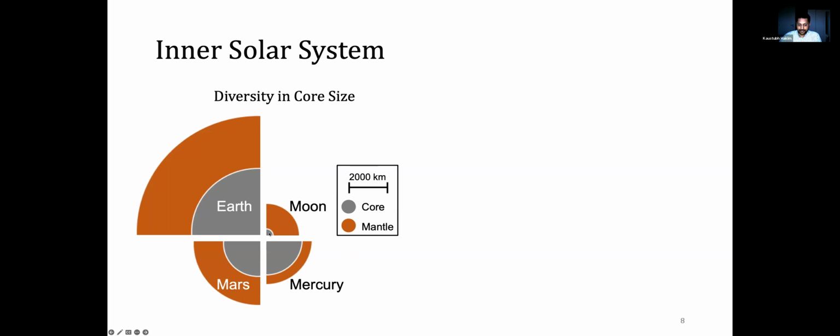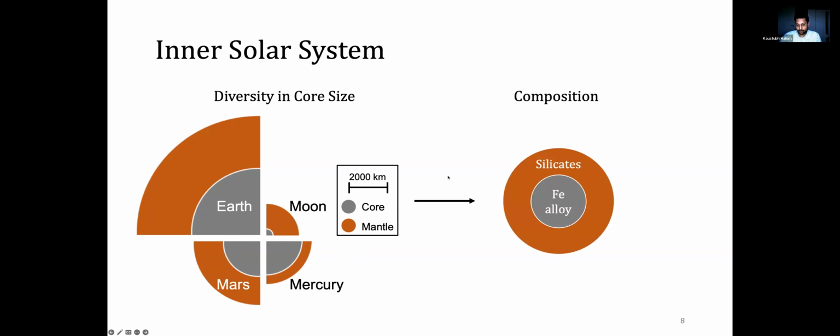So Moon has a very small core compared to its mantle. Earth and Mars have cores which are about 50% in radius fraction, or about a third in core mass fraction. And Mercury has a really, really large core. But still within the solar system, for the rocky bodies, we expect the core to be made of iron alloys and the mantle to be made of silicates.